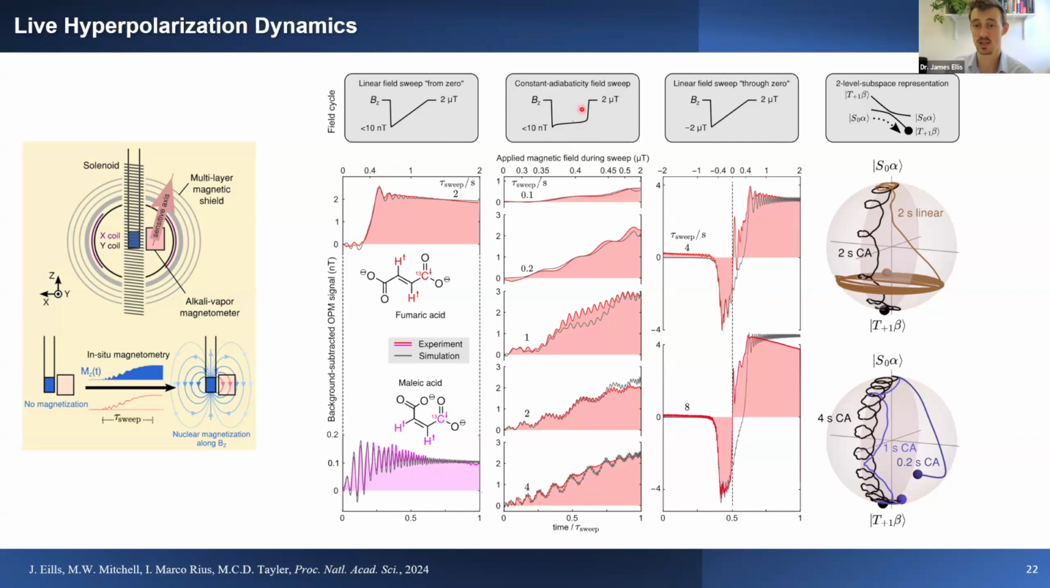But we can do this with constant adiabaticity field sweeps as well. So in this case, we quickly jump up to close to 400 nanotesla and then pass through that important regime, and then we jump up again. And in this case, we see what looks like a much more linear increase in the magnetization. A couple of other experiments shown here where we do field sweeps through 0. So this corresponds to inverting the applied magnetic field. And there we see, again, very different sort of dynamics, where we see the magnetization builds up in a negative sense and then flips. Okay, I think I'll carry on now.